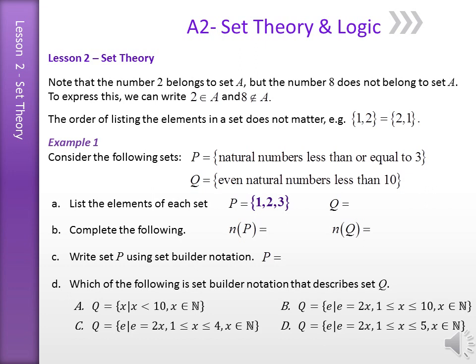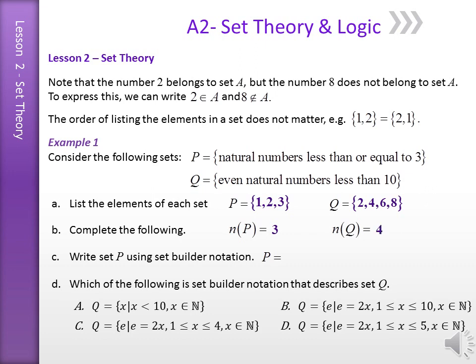Q would be the even numbers, less than 10. So that would start with 2, 4, 6, 8. It would not include 10 because 10 is not actually less than 10. It is equal to 10. Complete the following. So the number of members of set P, that would be 3. The 1, the 2, and the 3. The number of elements in set Q is equal to 4.